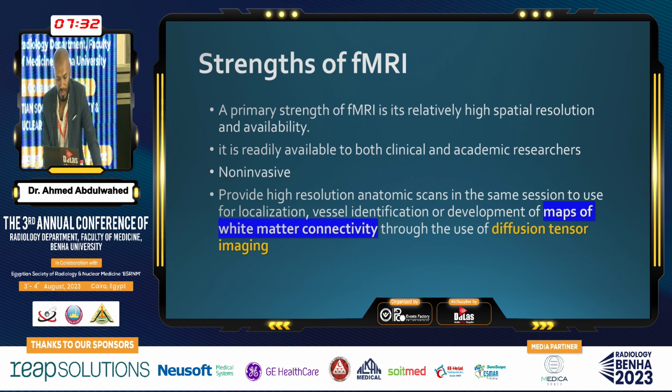The primary strength of fMRI is relatively high spatial resolution. Also, it is very non-invasive, and it provides a high resolution anatomic scan in the same session to use for localization, vessel identification, and development of maps of white matter connectivity through the use of diffusion tensor imaging.